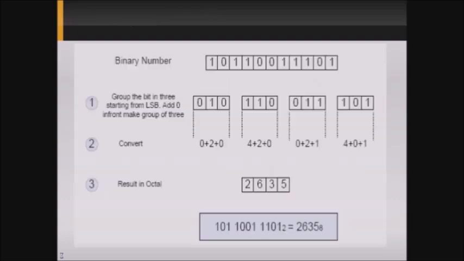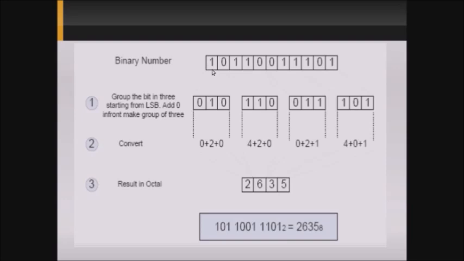Okay, let us see an example for this. Here I have given a binary number, that is 1011001101. Now I have to group 3 bits from the LSB point of view, which is nothing but from right to left. The first group is 101, the second group is 110, the third group is 011, and the fourth group has only 2 bits.